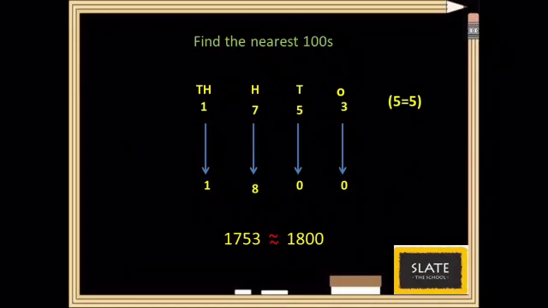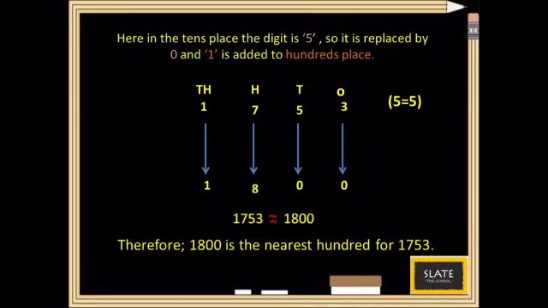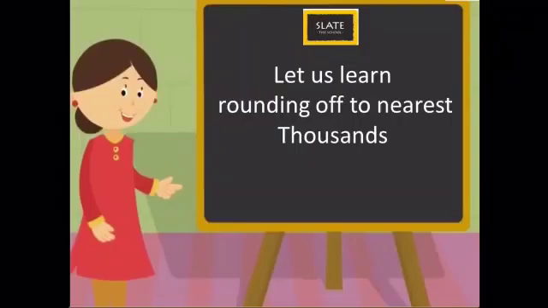Let's see one more example on rounding off to the nearest hundreds. Find the nearest hundreds for 1753. Here in the tens place the digit is 5. So it is replaced by 0 and 1 is added to the hundreds place. Therefore, 1800 is the nearest hundred for 1753. Now finally let's learn about rounding off to the nearest thousands also.